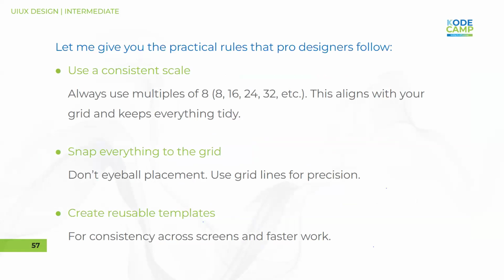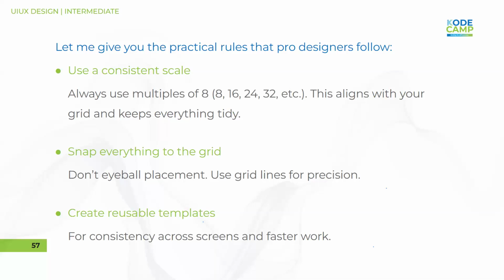All right. So let me give you the practical rules that pro designers follow. Always use a consistent scale when doing your layout. Always use multiples of 8. We have what we call the 8-point system. So multiples of 8: 8, 16, 24, 32, 40, 48, etc. This has to align with your grids and then it will keep things tidy. Also snap everything to a grid. Don't eyeball placement. Use grid lines for precision. Don't let your design move outside your grid.